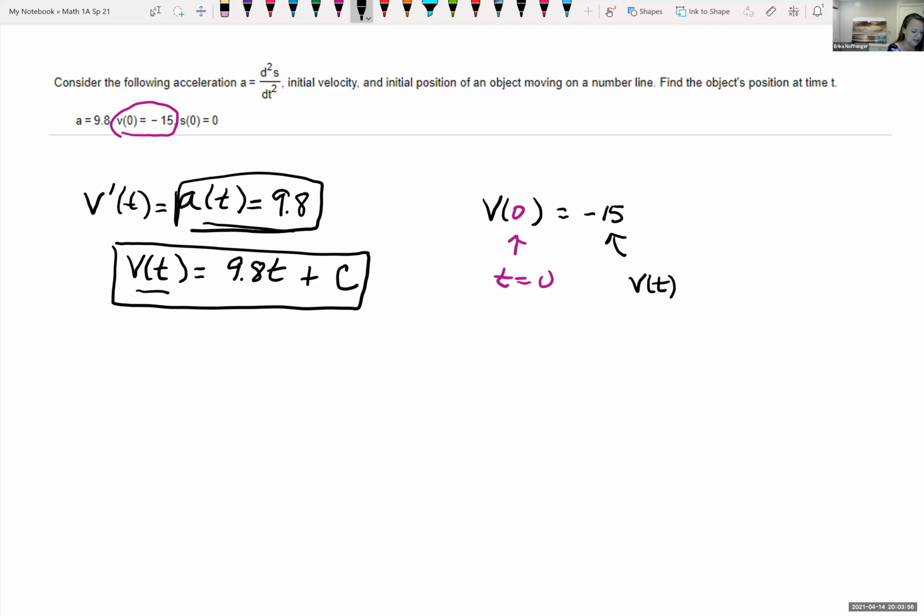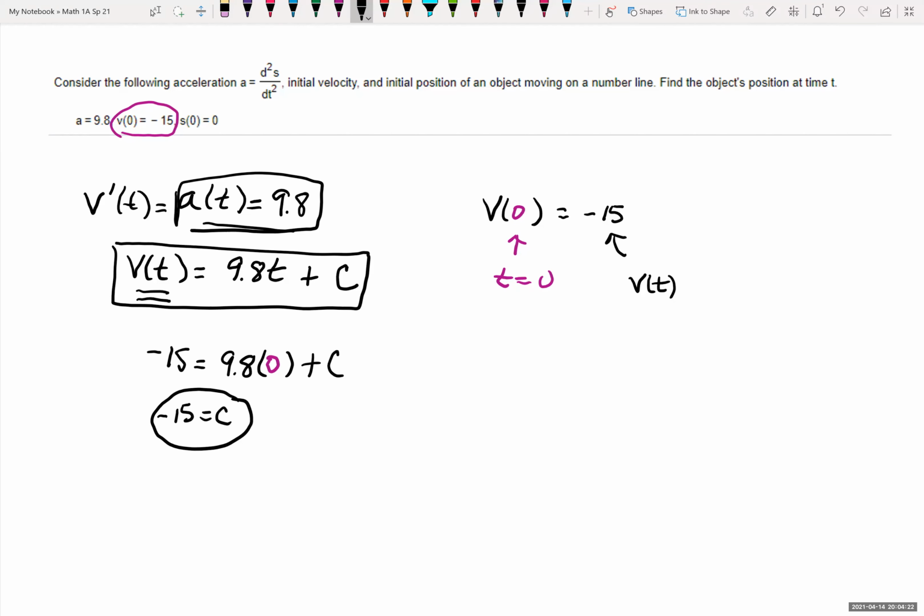And so v of t, when t is 0, we're given is negative 15. This is equal to 9.8 times 0, so plug in 0 for t, plus c. And so here we get negative 15 is equal to c. So now we found the value of what c is. So now we know what the exact velocity function is. So our velocity function v of t is equal to 9.8 t minus 15.